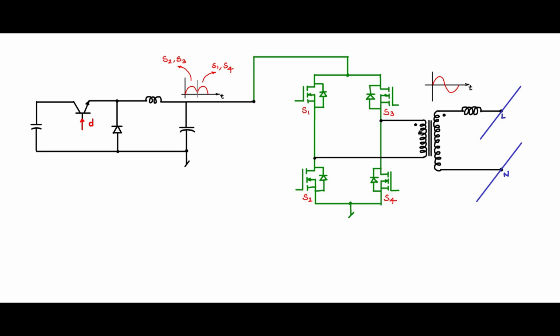The primary and secondary turns ratio is decided depending upon the voltage of the DC-DC converter and the voltage of the grid. And in India, this grid voltage is 230 volt RMS or 325 sin omega t. So you can adjust this ratio to match the grid voltage.